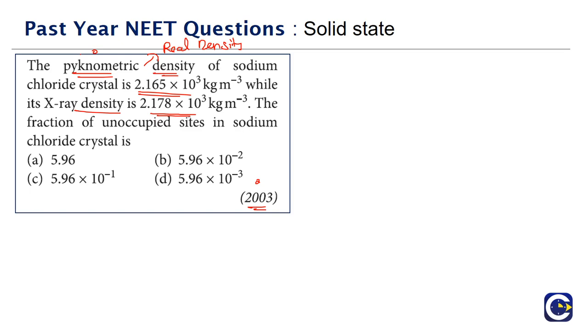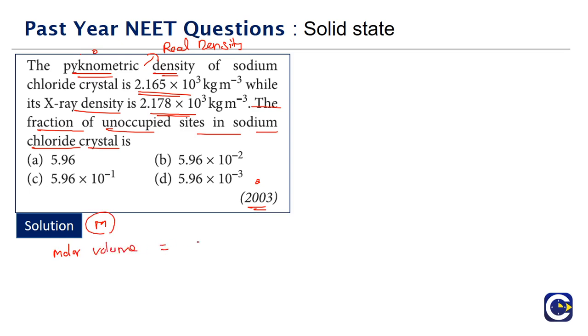Generally the X-ray density will be what? Higher. Generally X-ray density will be higher. Now what we need to find is the fraction of unoccupied sites in the sodium chloride crystal. So if you look at it, let's say the total molar mass of sodium chloride is M. Then molar volume. What do you mean by molar volume? The volume for 1 mole of substance will be equal to what? Mass by density.